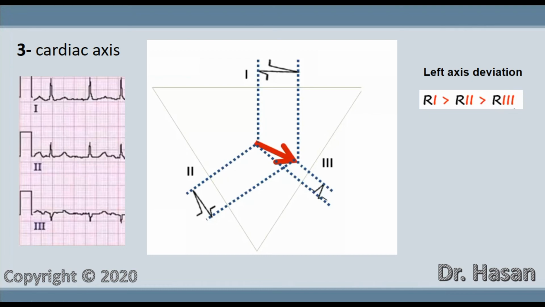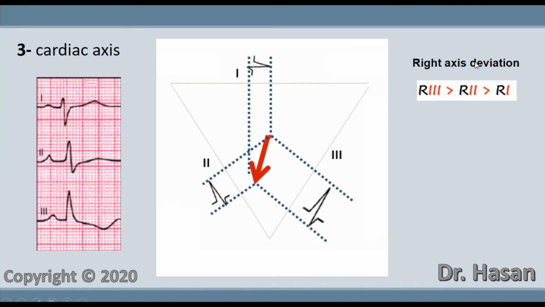Now, let's consider the right axis deviation. We again project the cardiac vector on the leads and place the QRS complex in these projections. We see that the R wave is the highest in the third lead, in the second lead a little less, and in the first lead it is the smallest. From here we can form a rule. The electrical axis of the heart is deflected to the right if the R wave in the third lead is higher than the R wave in the second lead, and the R wave in the second lead is higher than the R wave in the first lead.